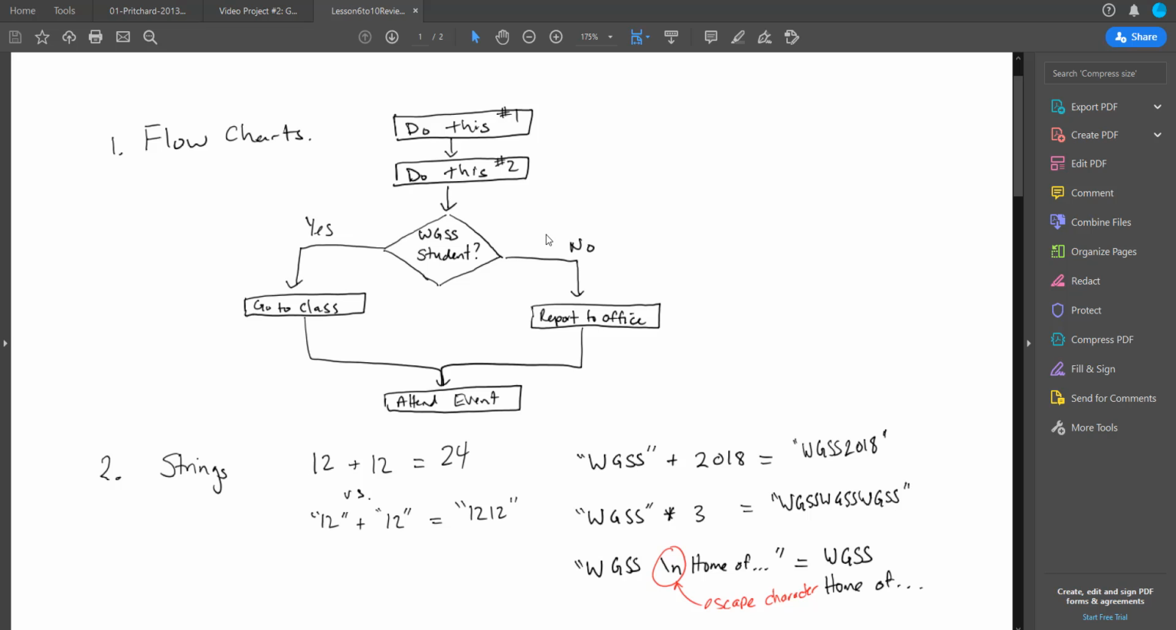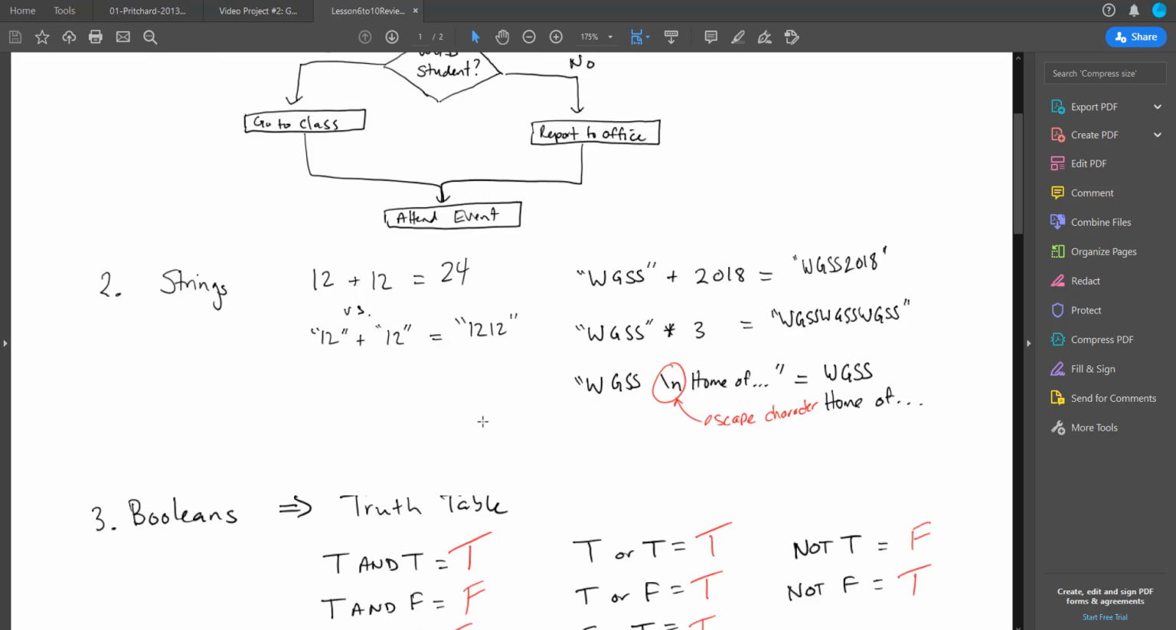So in this unit, we talked a little bit about flowcharts and the idea that we can have branching. Again, nothing new here. So I just gave a little example. You do this. Then with this sort of diamond, you have a question. So in this case, are you a WGSS student? True or false, yes or no? And then that will branch it out. So maybe you can go directly to class and then attend the event. However, if you are not, you might have to report to the office first and then attend the event. So just the way of branching.